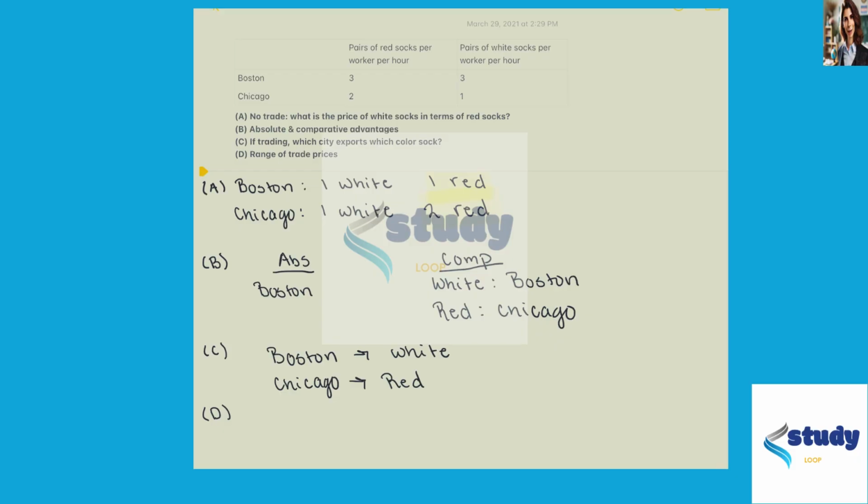So if we're trading at the wrong amount, if they start to pay a little bit too much, these two cities are going to lose that gain from trade. So the range of trading prices is just this range of opportunity costs. So they could trade at a price for one white sock equal to one red sock, to one white sock at a cost of two red socks. And that will allow both of these two cities to benefit from trade if they trade somewhere within that range.